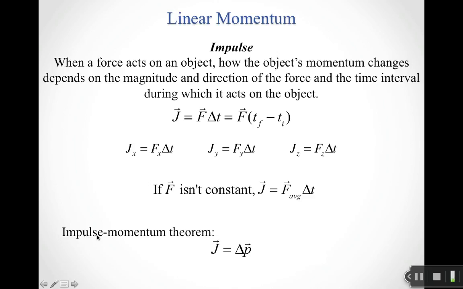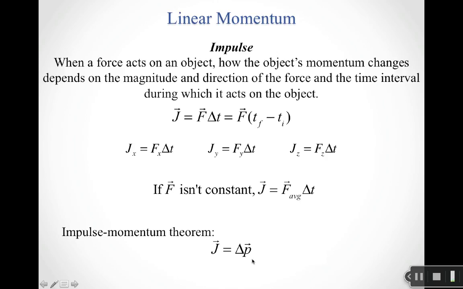Now, fundamentally, the impulse is really just another way of saying the change in momentum. So the impulse-momentum theorem tells us that if we have the impulse due to a single force acting on our object, that's going to change the object's momentum. If you have multiple forces acting on the object, then this simply becomes J net. So the net impulse is equal to the change in momentum.